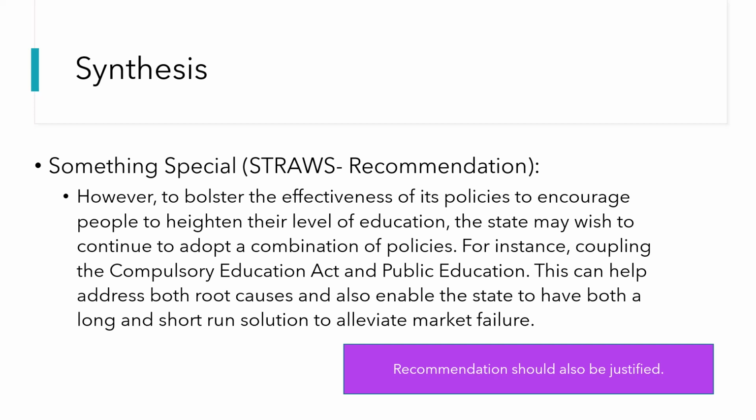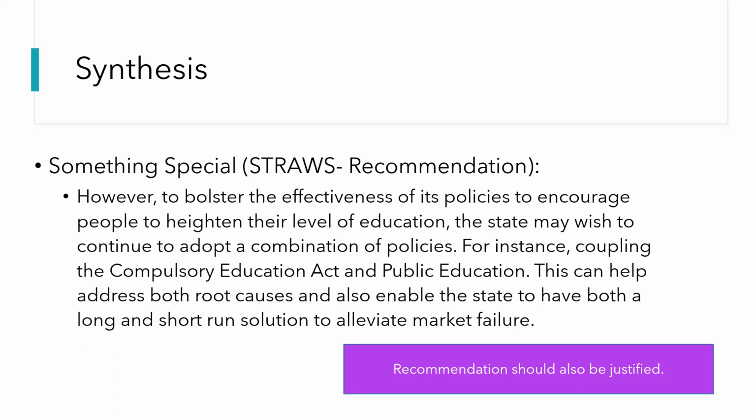Because remember, at the start at A, what did we say? There are two different causes of market failure. And we also know that one of our policies, regulation, is more of a short-term policy, for what we have in the short term. On the other hand, public education takes some time, but it's a long-term kind of policy.